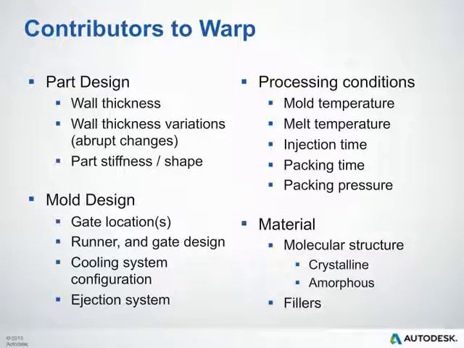Some of the contributors to warp would be part design, so our wall thickness or variations in it, part stiffness or its shape. For mold design, we can look at gate locations, runner and gate design, the cooling system configuration, or even the ejection system. Processing conditions would be mold temperature, melt temperature, injection time, and packing pressure. As for the material, that would be the molecular structure. Is it a crystalline material or an amorphous material? They can both behave differently from one another. And does that material have fillers or not?